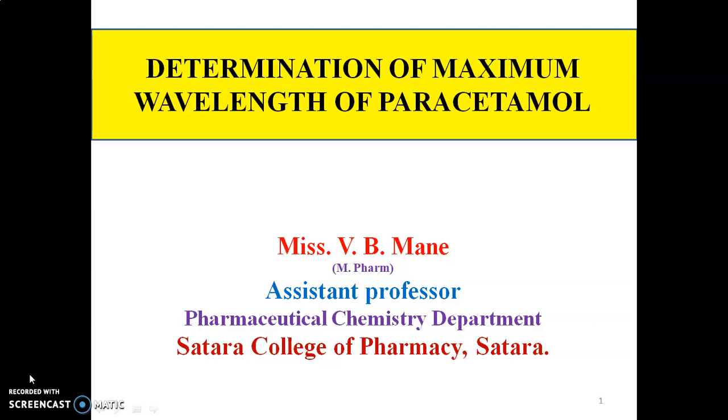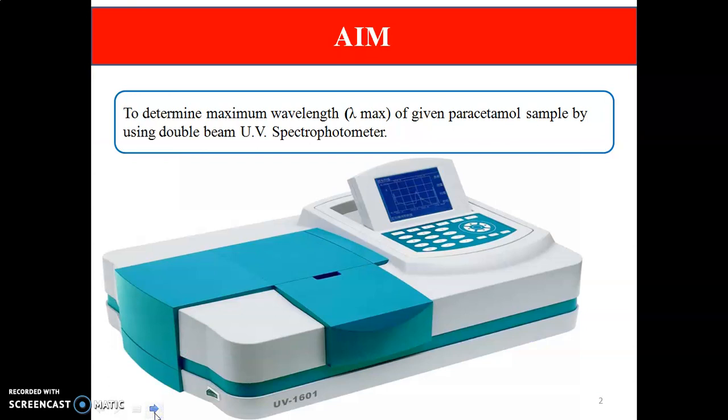In this video, we are going to see how to determine the maximum wavelength of a paracetamol sample. So the aim of the experiment is to determine the maximum wavelength of the given paracetamol sample by using a double beam UV spectrophotometer.